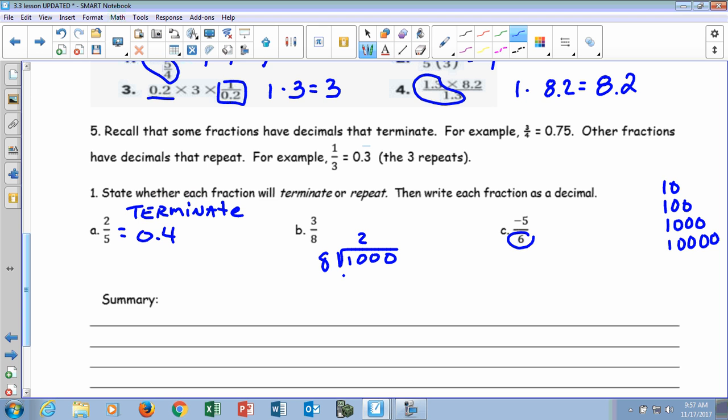All right, 1, right? 8 goes into 10 one time. Leaves me 2. How many times does 8 go into 20? Twice, right? Leaves me 4. And then when I bring down the 0, how many times does 8 go into 40? So do we have a remainder? No. So it does go in evenly, right? So this will terminate. So 8 went into 1,000, right? The decimal for this is 0.375.